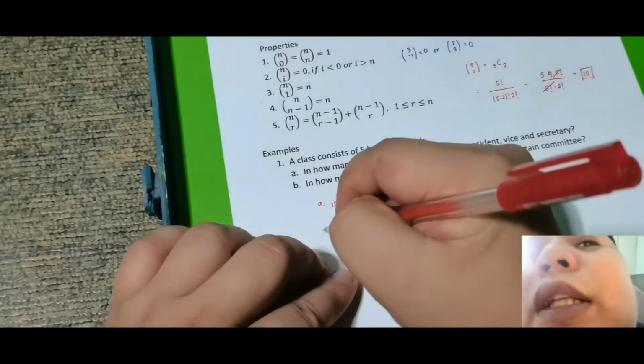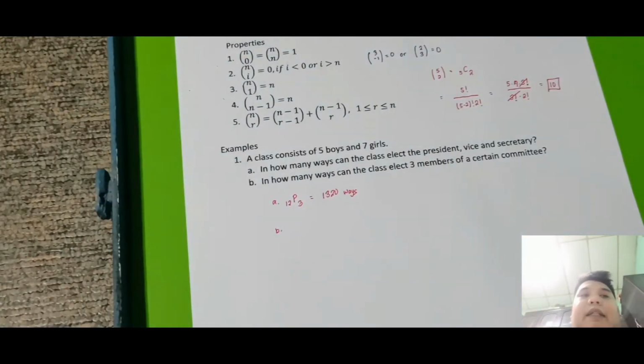Okay, next is letter B. In how many ways can the class elect 3 members of a certain committee? So in this case naman, wala na tayong pakialam kung sino yung vice president or yung secretary. Gusto lang natin 3 members. So kumbaga may 3 members yung isang committee. Okay, so this is all about combination. So this is already a combination.